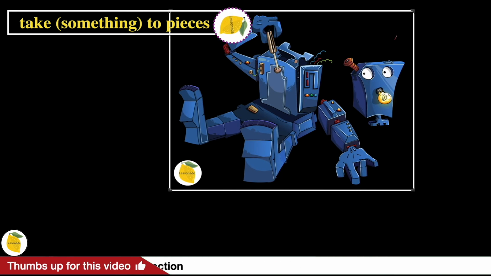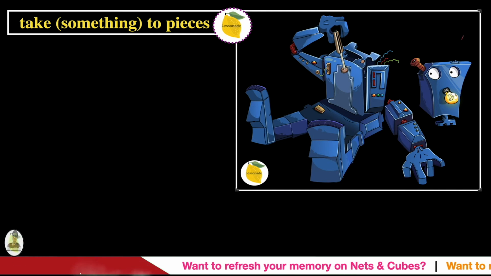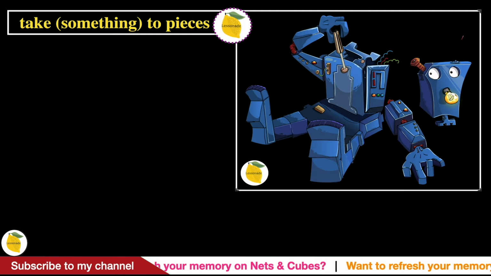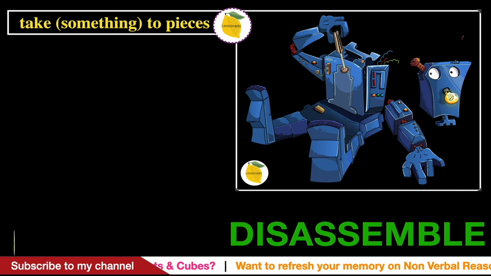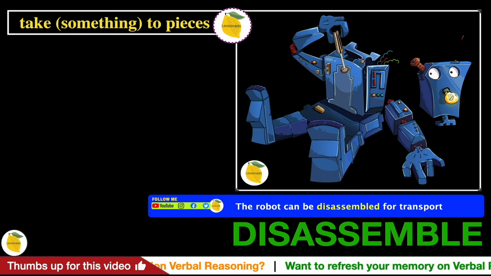The next definition we have is take something to its pieces. In this picture, we can see a robot that's taking itself to its pieces. In other words, it's unscrewing itself and is taking itself to pieces. And therefore, the word will be disassemble. And the sentence for this word is, the robot can be disassembled for transport.